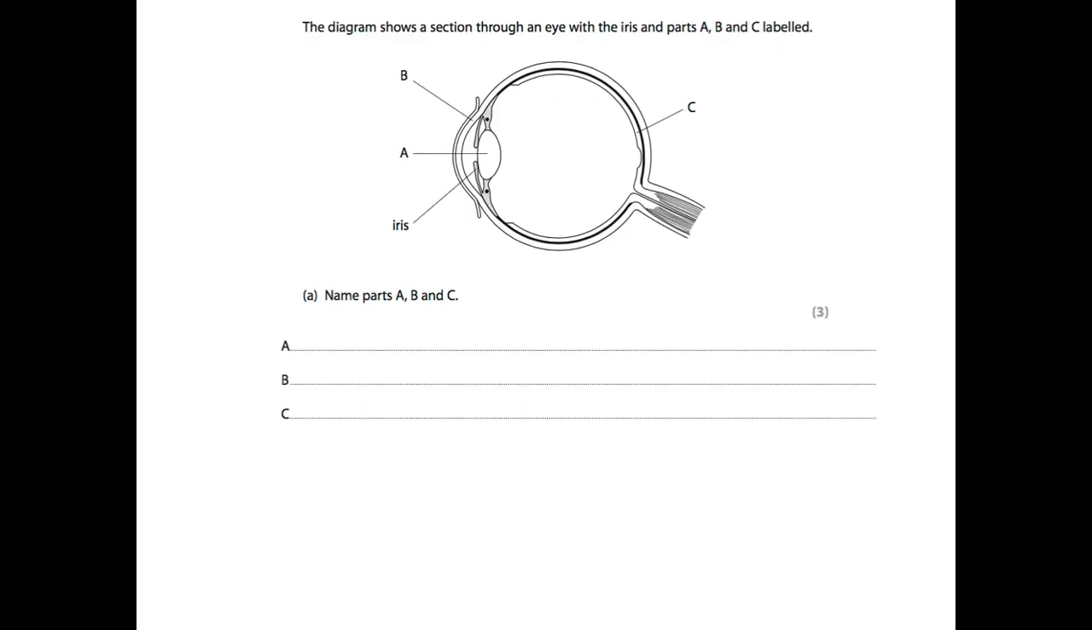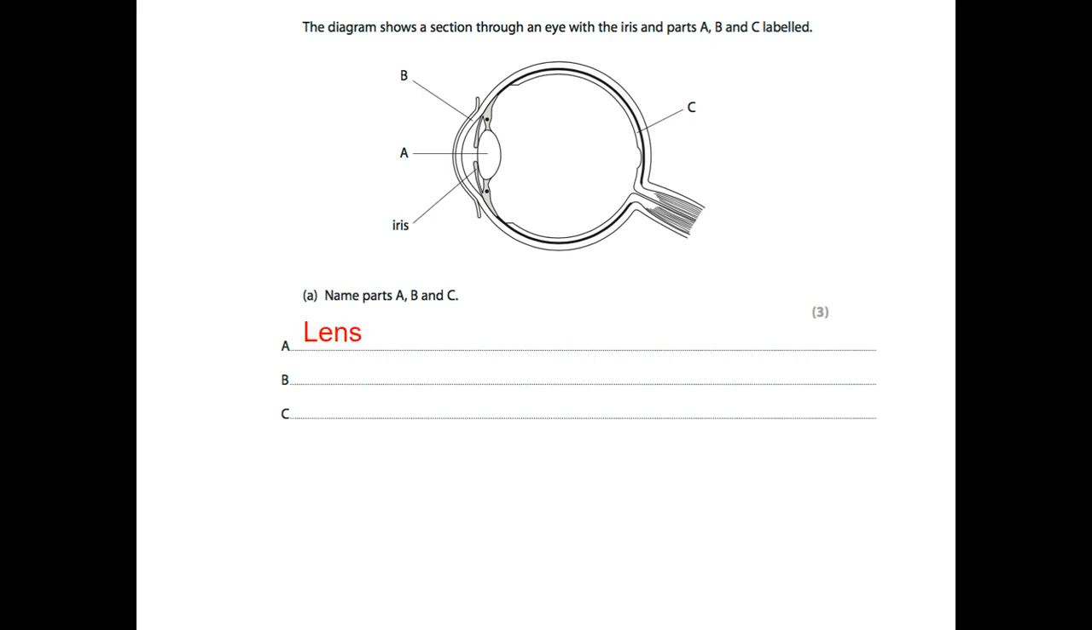This is an IGCSE biology question. Pause the video, give the question a go, and we'll look at the answers together in just a moment. Okay, let's look at the answers together. The question says the diagram shows a section through an eye with the iris and parts A, B, and C labelled. Name parts A, B, and C.